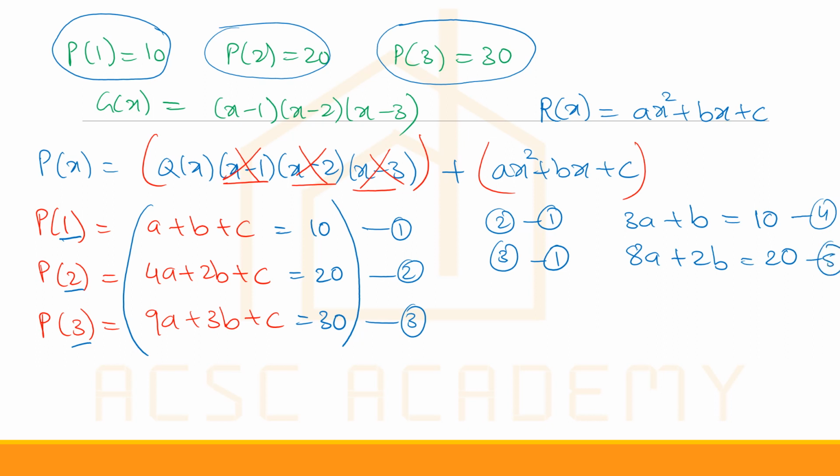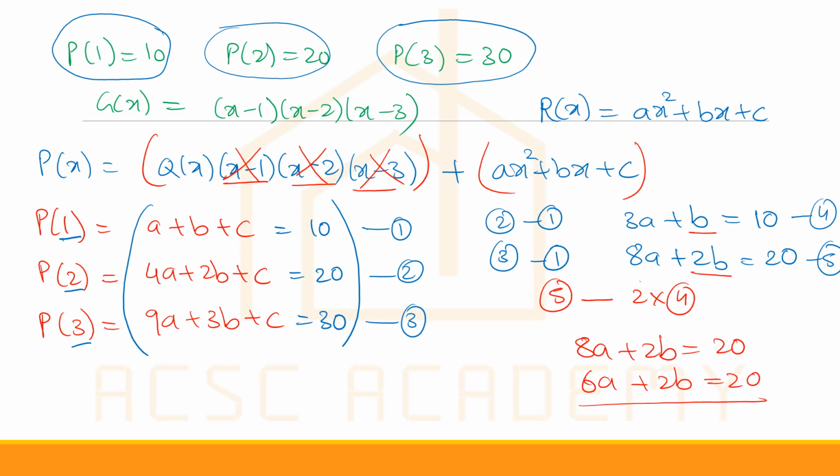Now what we'll be doing is 5 minus 2 times 4, because we can then eliminate this b variable. So equation 5, 8a plus 2b equal to 20, and 2 times equation 4, 6a plus 2b equal to 20. So here we do not get any result. We are left with 0 equal to 0. That has become an identity. And when do we encounter such situations? When any one of them would be 0. Either a will be 0 or b will be 0.